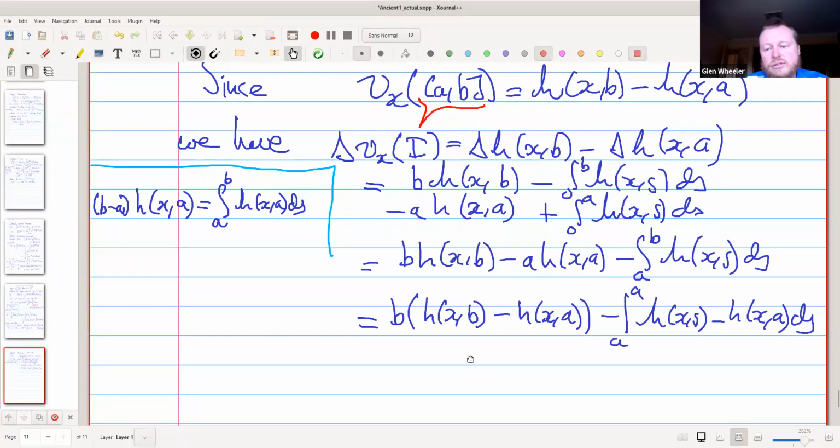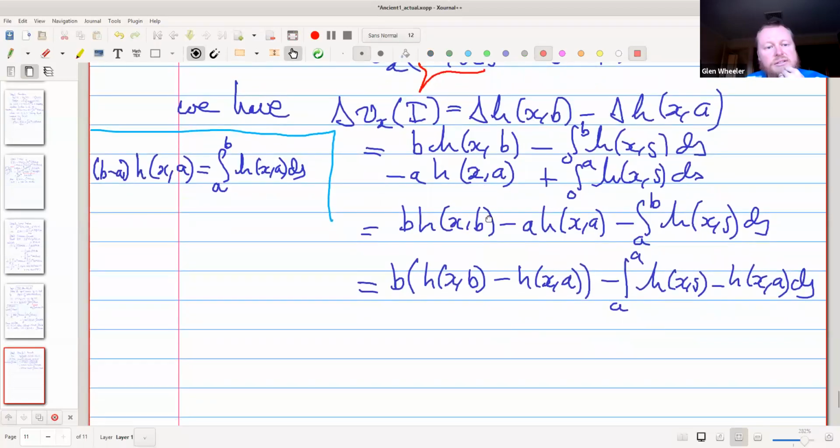Okay, now does that make sense? So minus minus makes a plus, so we added that, so we have to subtract it. The minus a cancels and then factorizes with the b, so I think it's okay. And now, let's also recall that h is non-decreasing, right? Because it's the integral of a non-negative measure, so it can only increase.